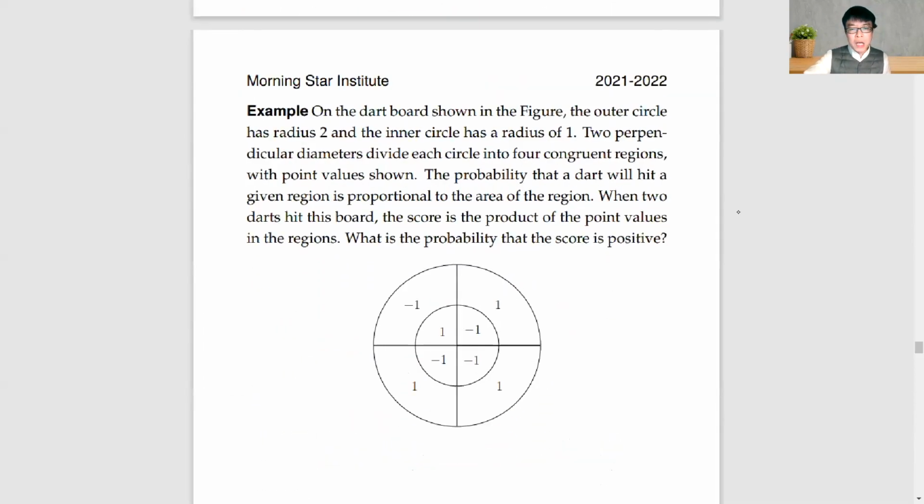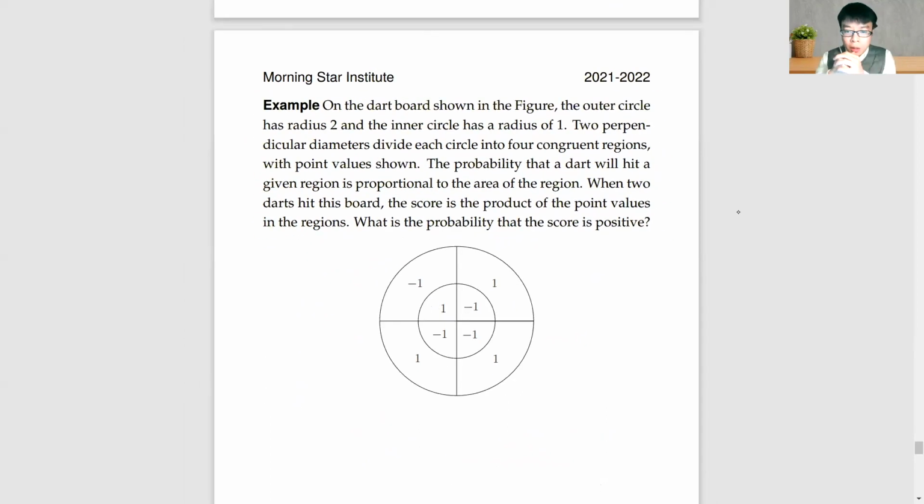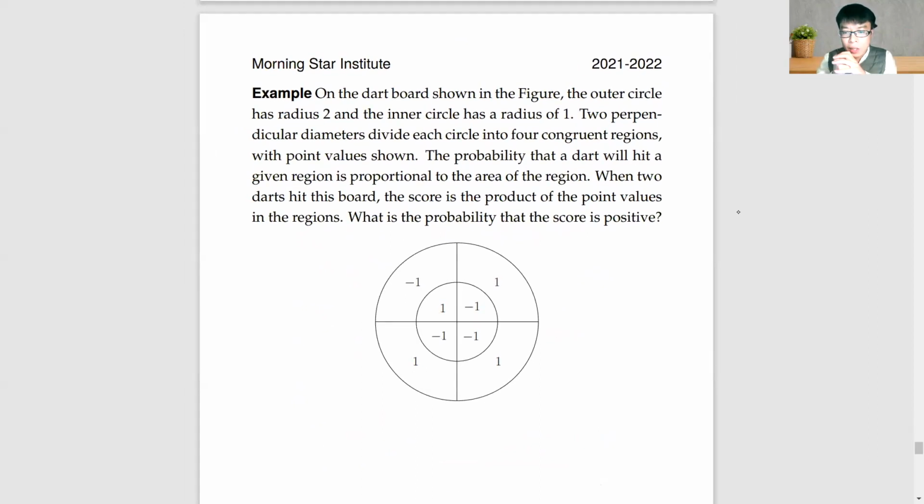Let me give you one example. Now we have a dartboard. It's a circle. The outer circle has a radius of 2, and the inner circle has a radius of 1. We have 2 perpendicular diameters dividing each circle into 4 congruent regions. Every region has a value. The probability that a dart will hit a given region is proportional to the area of that region. Now, we have 2 darts hitting this board. The score will be the product of these 2 values. The question is, what's the probability that this score is positive?